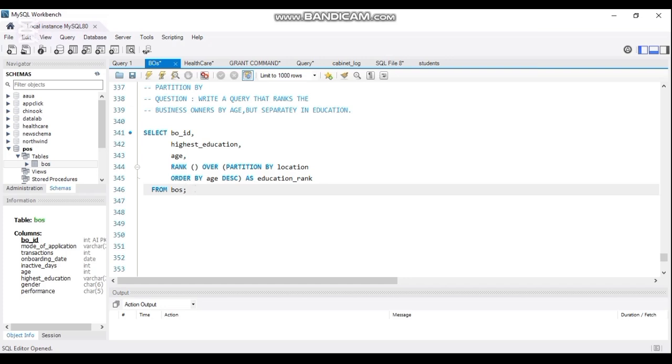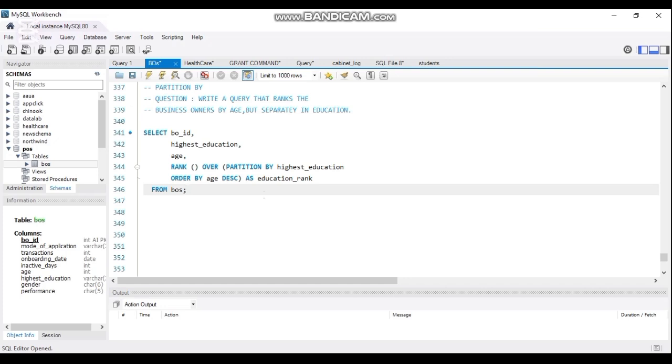Okay, so yeah, the query is now completed. We have selected BO. Okay, this one is not location. We are talking about education. That's highest education, sorry, which is the column for the BO's education levels. So we're going to run this one now to see how this thing works.